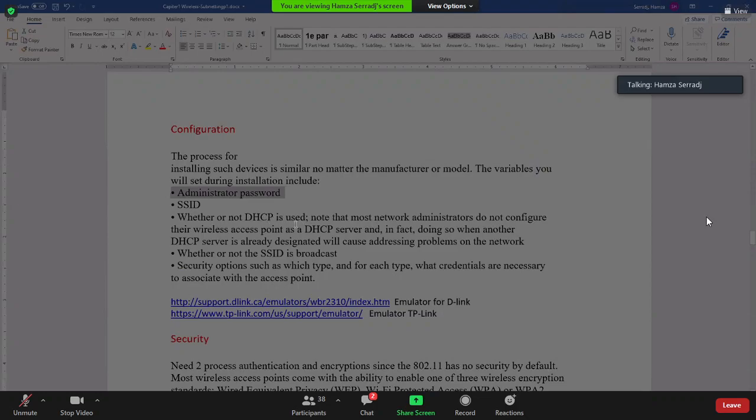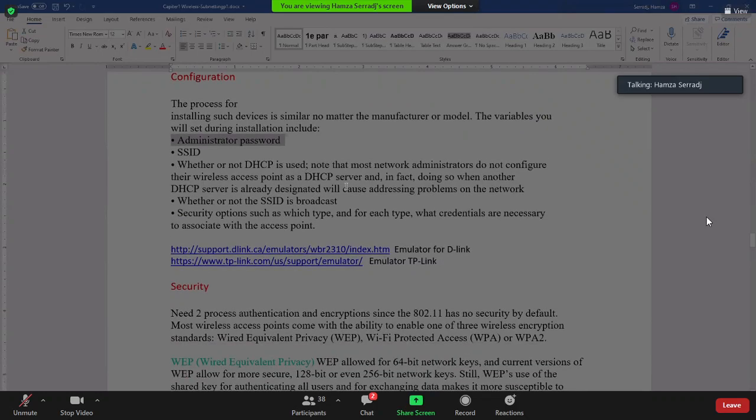Whether or not you use DHCP, whether you have a DNS inside, and so on, right? Whether or not the SSID is broadcasted, so you can configure it and hide it. When people scan, they will not see it available, right? Because the access point is always broadcasting something called beacon packets, right? Those are beacons, and from the beacons, this is how the devices can identify the access points around them, because the access point keeps broadcasting those non-stop. Then security options, such as which type, and for each type, what credentials are necessary. All the security stuff we're going to talk about right after.